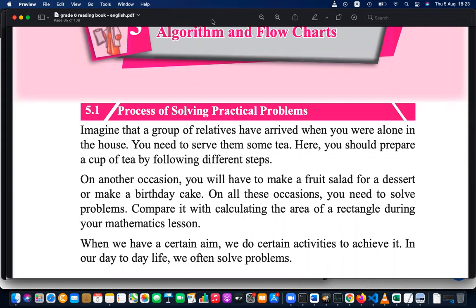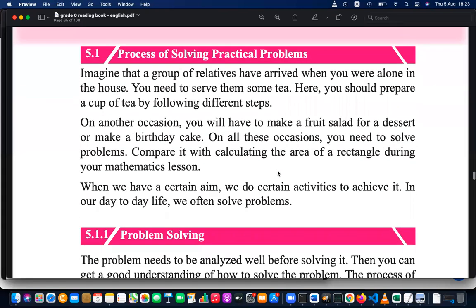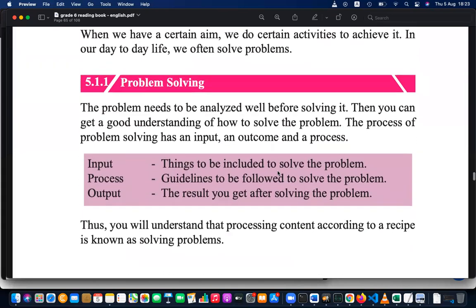The algorithm is a step-by-step process, a sequence of processes to solve a problem. That is called an algorithm. So in algorithm development, we need inputs, processes, and outputs. So input, processes, and output to solve a problem, right?